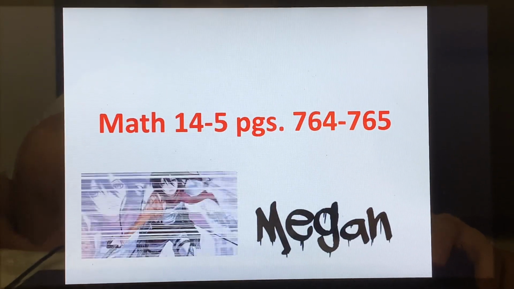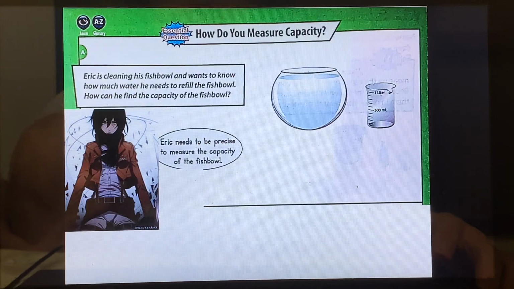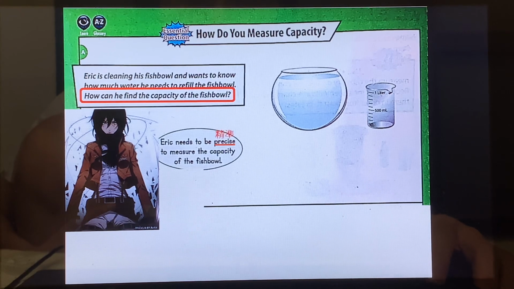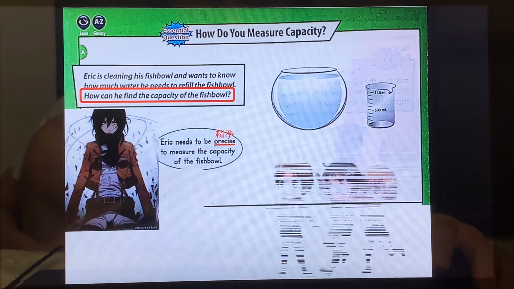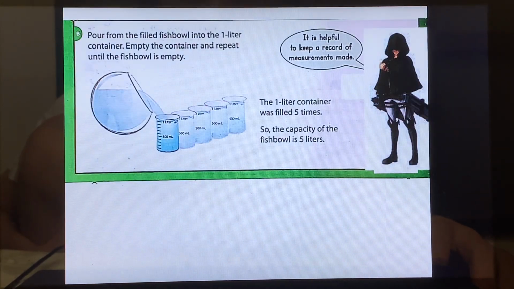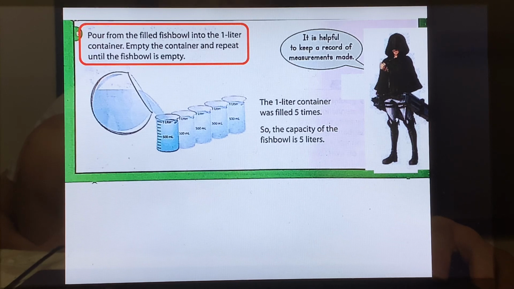Let's move on to page 764. How do you measure capacity? 你要怎么测量容量呢？Eric is cleaning his fish bowl and wants to know how much water he needs to refill the fish bowl. How can he find the capacity of the fish bowl? Eric needs to be precise to measure the capacity of the fish bowl. Pour from the filled fish bowl into a 1 liter container. Empty the container and repeat until the fish bowl is empty.